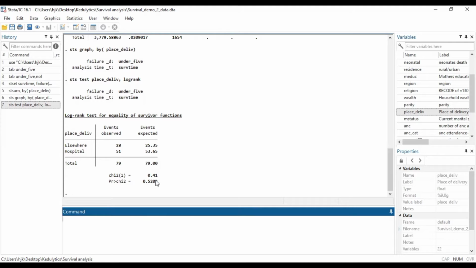And here the chi-square is not statistically significant. So it tells us that the difference we are observing in survival rates or incidence rates of death may be happening by chance. And so we can't draw scientific conclusions based on what we have obtained.